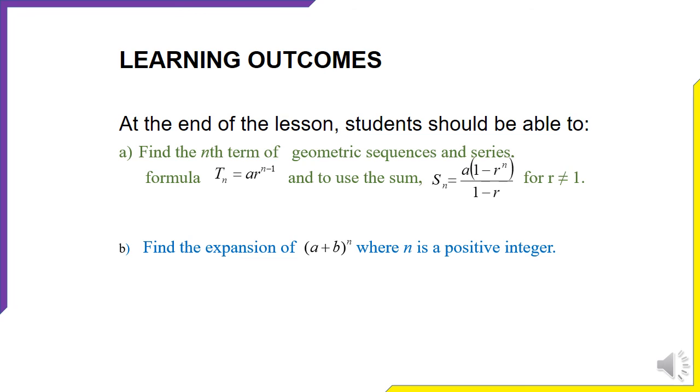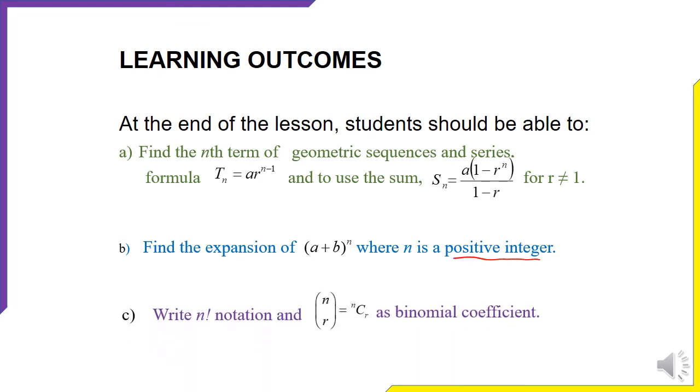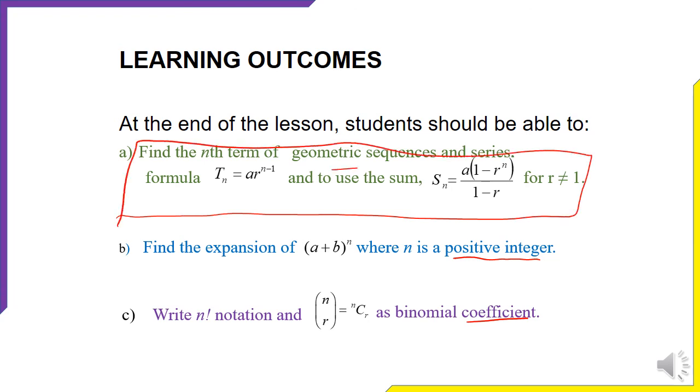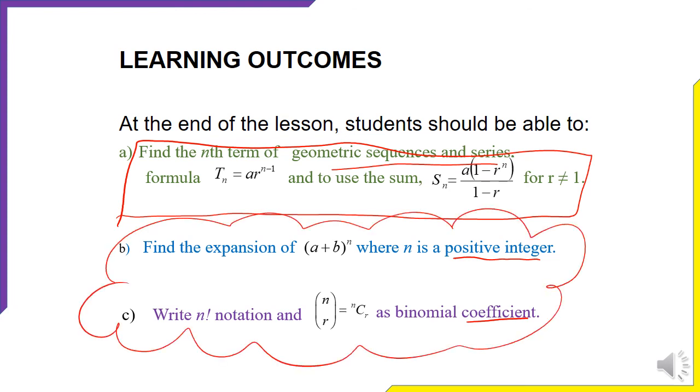And then, on the second part, we are going to focus on the binomial expansion. We are going to find the expansion of a plus b to the power of n, where n is a positive integer. And then, to write the n factorial notation, and n choose r as the binomial coefficient. So part A is about the geometric sequences and series, and the second part is about the binomial expansion.